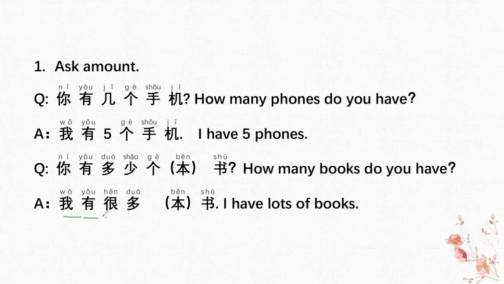I haven't said any number here. Here I use something tricky. 很多, 很 is very. 多 means much, more, very much more. So 很多 put together means lots of, very much, lots of books.